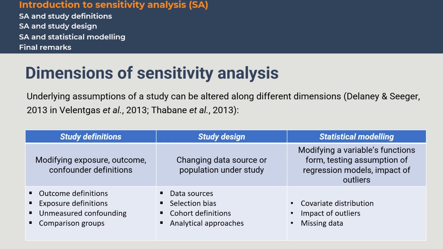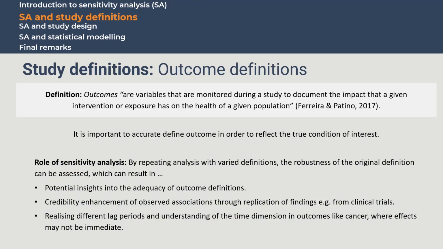Within the study definition dimension, we have outcome definitions. Outcomes are variables that are monitored during a study to document the impact that a given intervention or exposure has on the health of a given population. In health research and epidemiology, how we define the outcome can significantly influence our interpretation of the data. For example, we might define an outcome using a single diagnosis code, multiple codes, or a combination of diagnoses and procedure codes. Each method may vary in how well it truly reflects the condition we are studying.